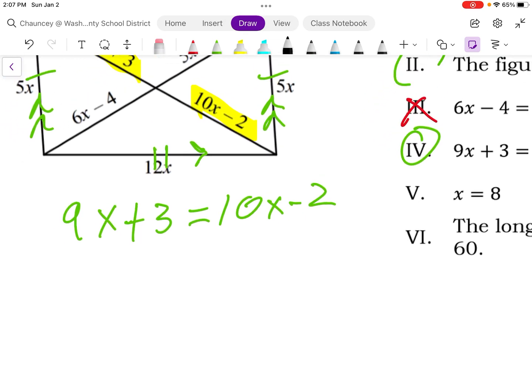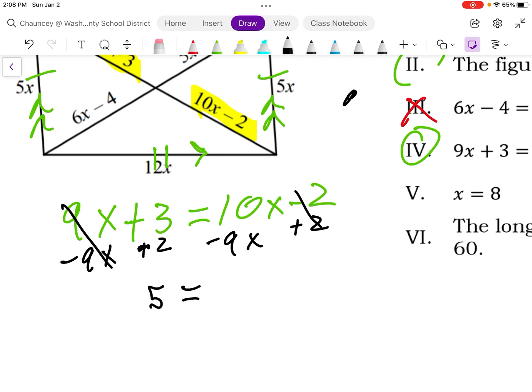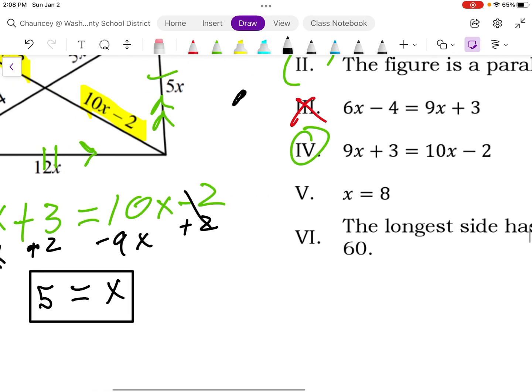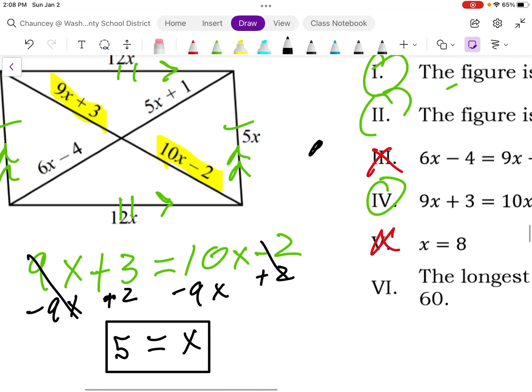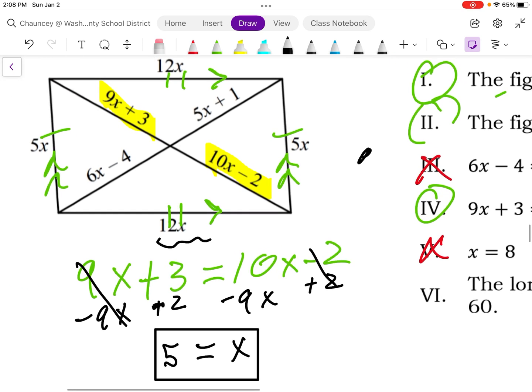So how do I want to do this? Let's go plus 2. Plus 2, plus 2. That cancels. We'll say minus 9x. So what you get over on this side is 5 equals x. So does that work? No, it does not. And then the longest side has a length of 60. Well, if you plug that 5 back in to either this or this, 5 times 5 gives you 25. 5 times 12, yep, that gives you 60. So that one works as well.